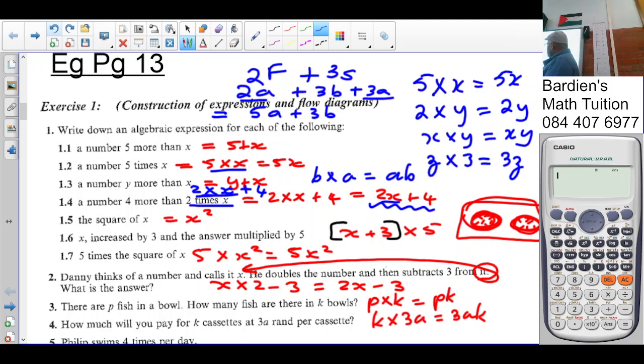You have two apples and four bananas. What is two apples plus four bananas? Two apples and four bananas. So why can't I add them? Because they are unlike terms. You guys understand? Yes, sir. Right. The question was for 1.6.